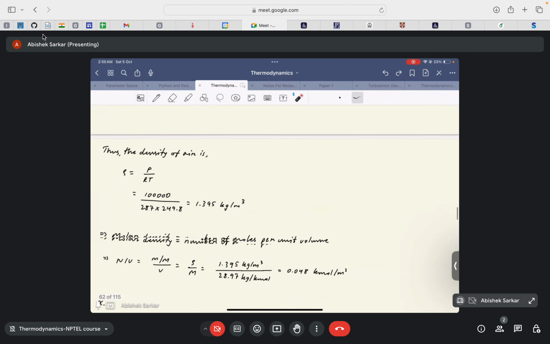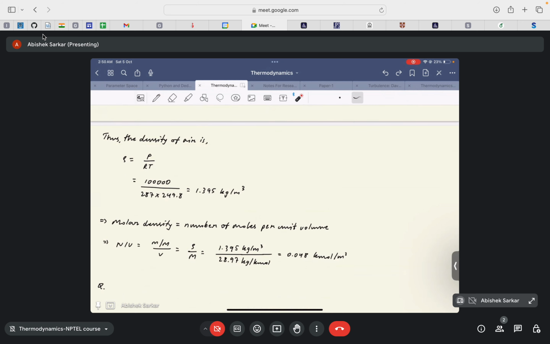So the molar density is basically the number of moles per unit volume. It's already given in the question. It's N by V, where N is the number of moles, given by small m over capital M. Now small m over V is the density, right? Rho is defined as mass per unit volume.